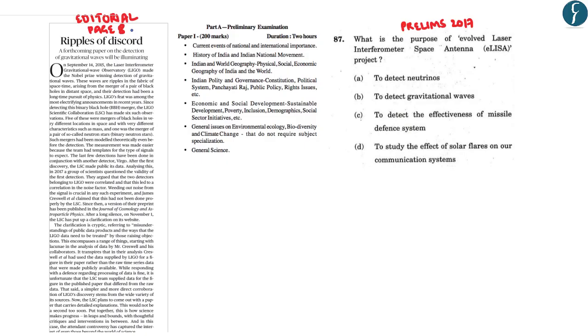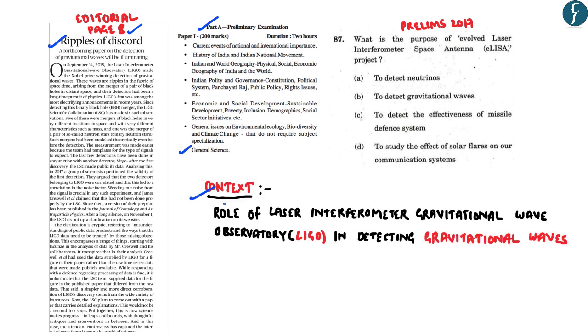The next article appears as an editorial on page number 8. The title of the article is Ripples of Discord. This particular editorial shall be important from the perspective of prelims under the subsection General Science. Now this particular editorial highlights the role of Laser Interferometer Gravitational Wave Observatory, known as LIGO, in detecting gravitational waves.